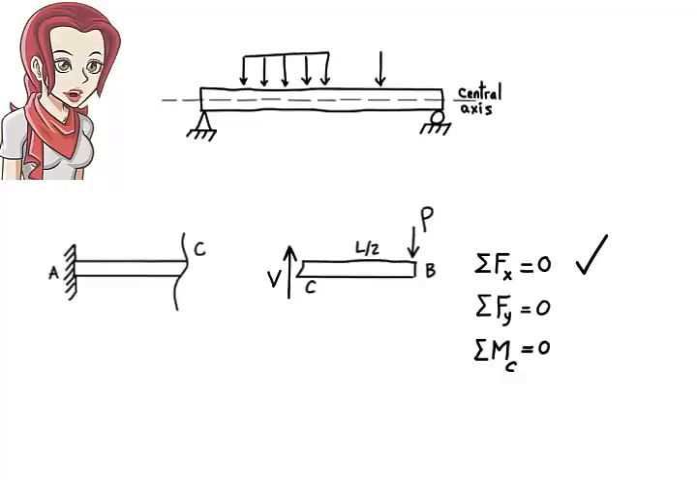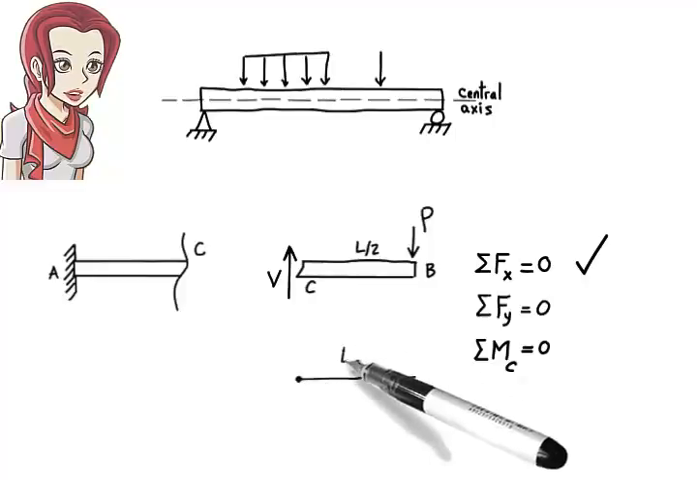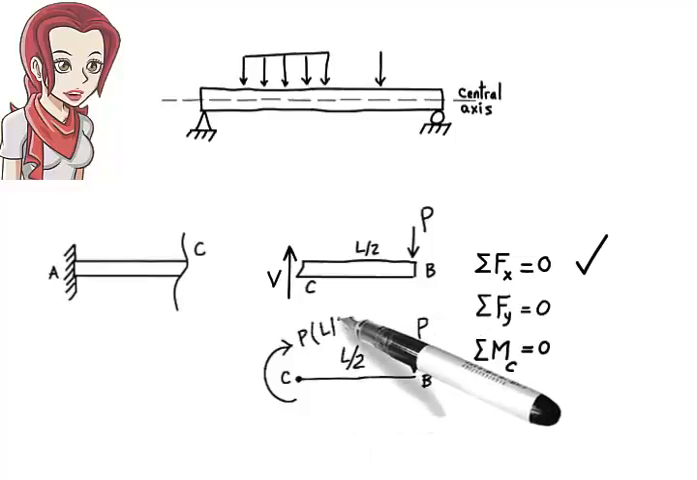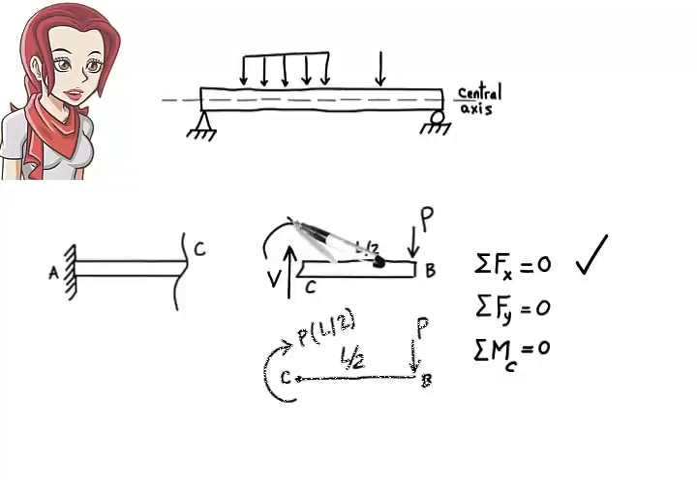To satisfy the third equilibrium equation, it is important to recognize that P creates a bending moment about point C. The moment has a magnitude of P times L over 2 and a clockwise direction. For the sum of the bending moments to be 0, there must be a bending moment present at C. The magnitude of this moment must be equal to the magnitude of the moment that P creates about C. The two moments, however, must act in opposite directions in order for their sum to be 0. Let's denote the bending moment at point C as M.